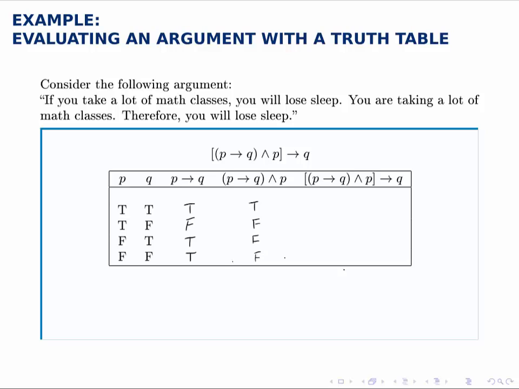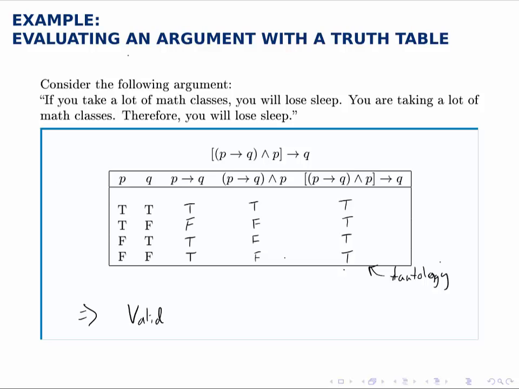Finally, we take what we just built and use that as the condition on a conditional statement. So for this last column, the only way this will be false is if this column before it is true and Q is false. But notice that never happens, because the only time that the premises are all true, Q is also true. So it's true there, and then also true otherwise. So because that argument is a tautology, meaning it's true always, this is a valid argument.